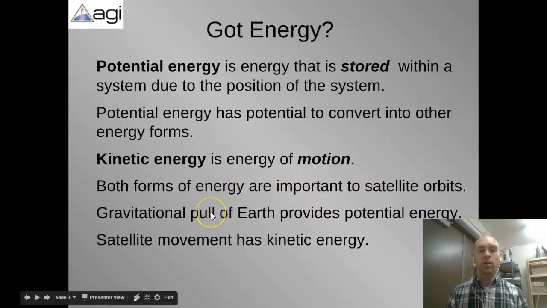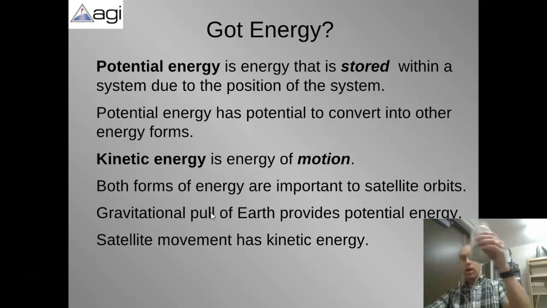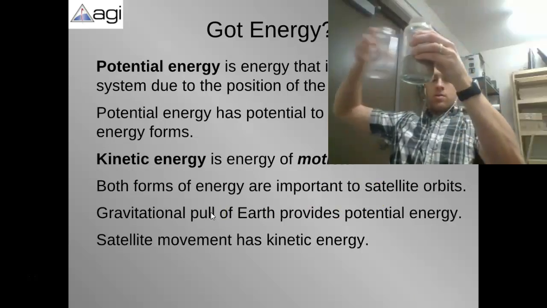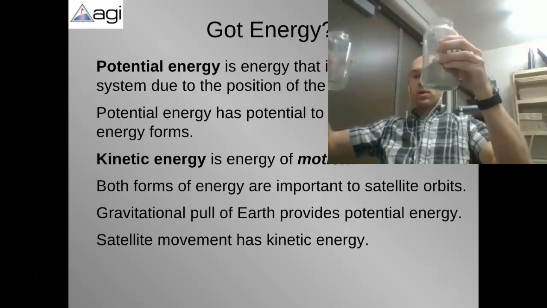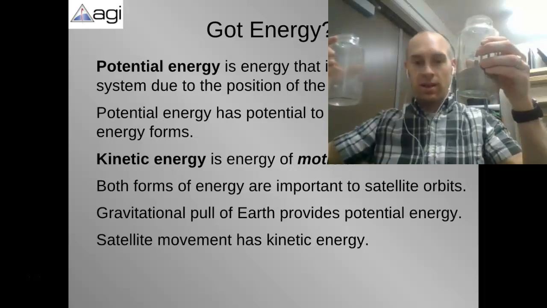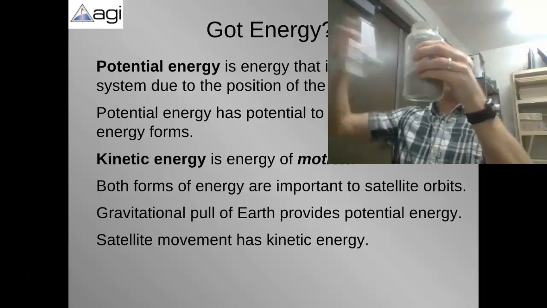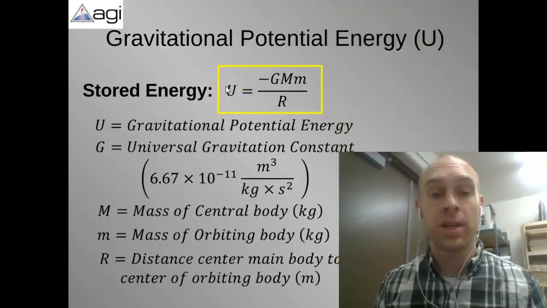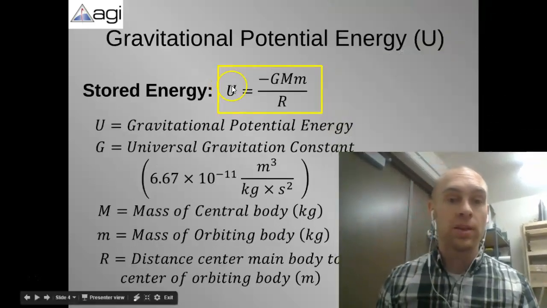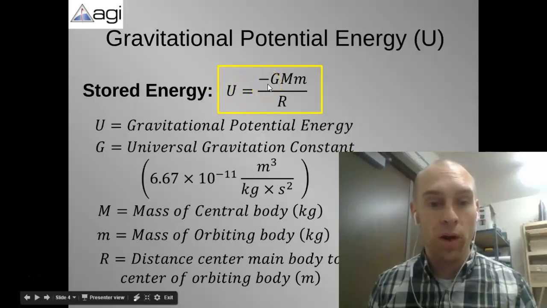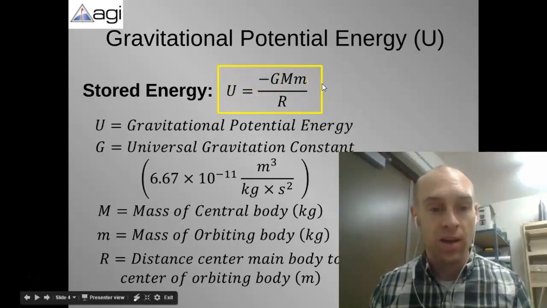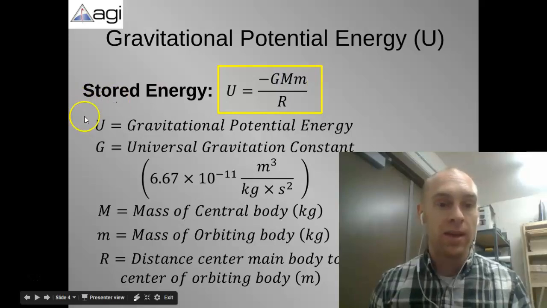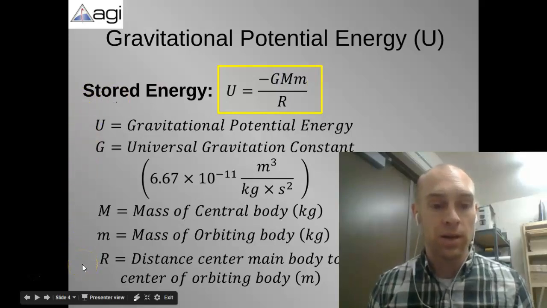The gravitational pull of the Earth, as something is orbiting around it, is the potential energy, and the satellite movement has kinetic energy. Here's your equation for gravitational potential energy. It is U equals negative GMm over r. So I'd like you to pause this now. Go ahead and write down that equation and then all of these values here.